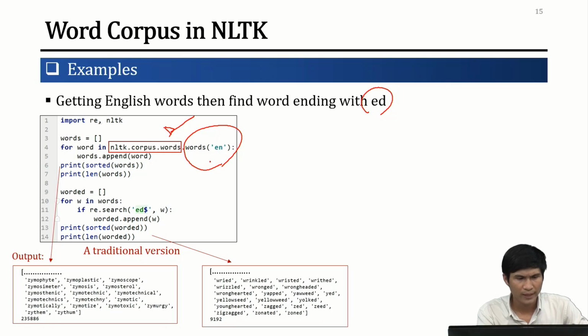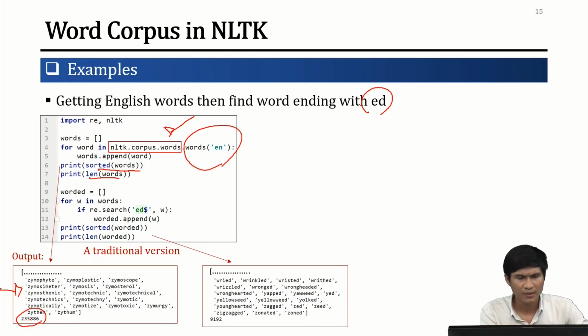And we can sort those words into ascending or descending order. So as the result of this code, we obtain the list of words, right? This is in sorted order. So we can count the number of words given from this corpus, which is about 235,000 words.